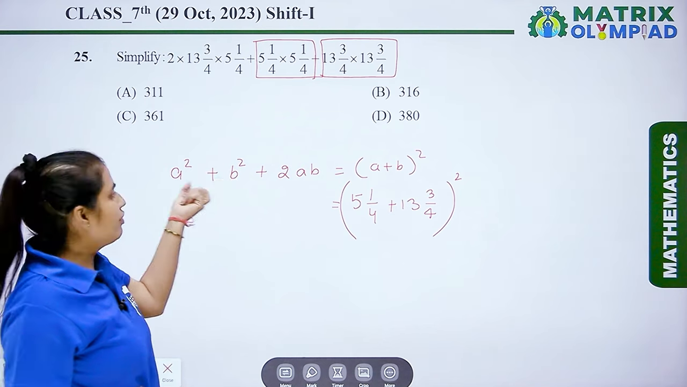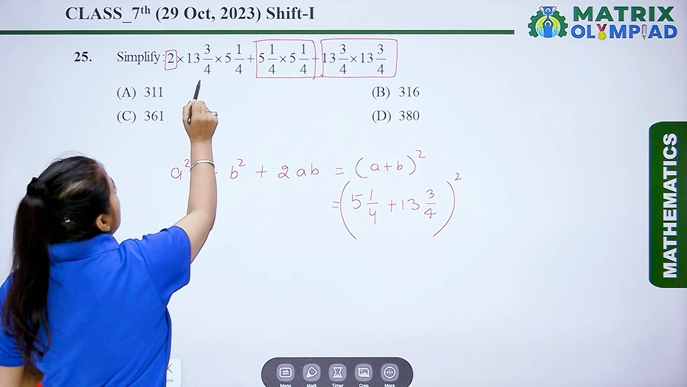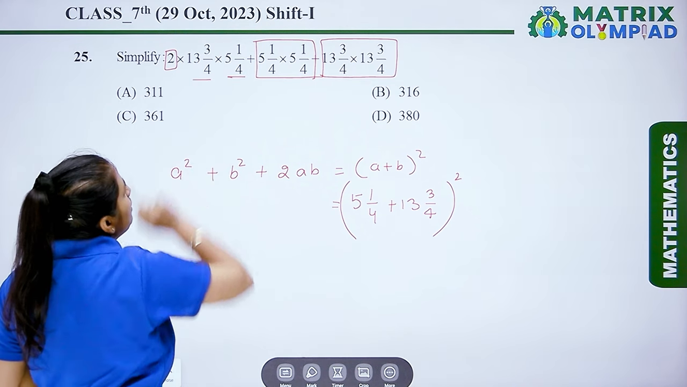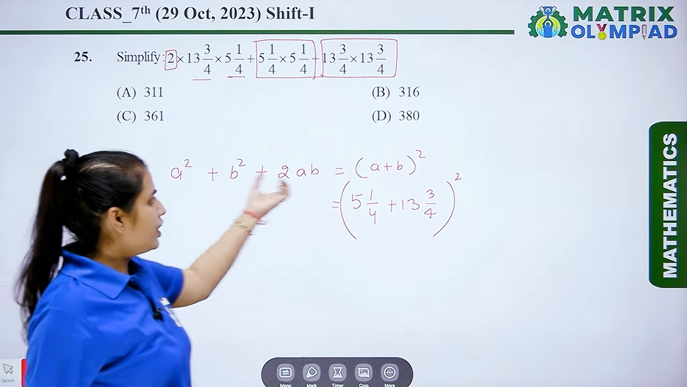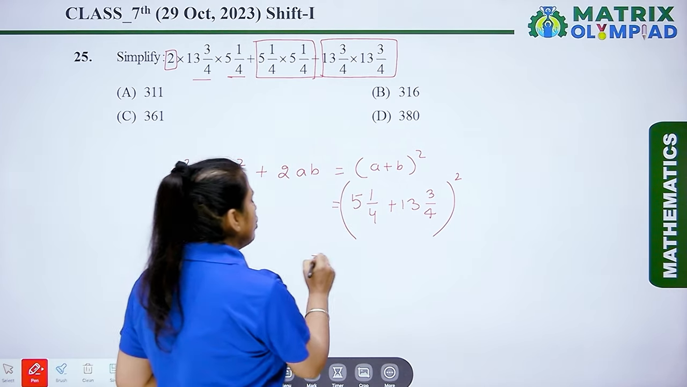The question is in the form of a square plus b square plus 2ab. You can see that here it is 2, this is a and this is b. So we can also solve it by a plus b whole square. So here let's solve it.